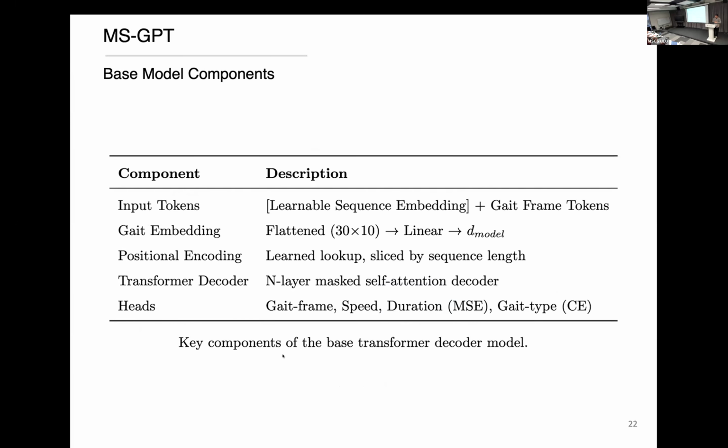And here is our component description. We have input tokens, gait embeddings, positional encoding, which is also trained during our training step. Then we have the transformer decoder and our prediction heads. We have 4 prediction heads: gait prediction, speed, duration, and gait type, where gait type uses cross entropy and all the others use MSE.